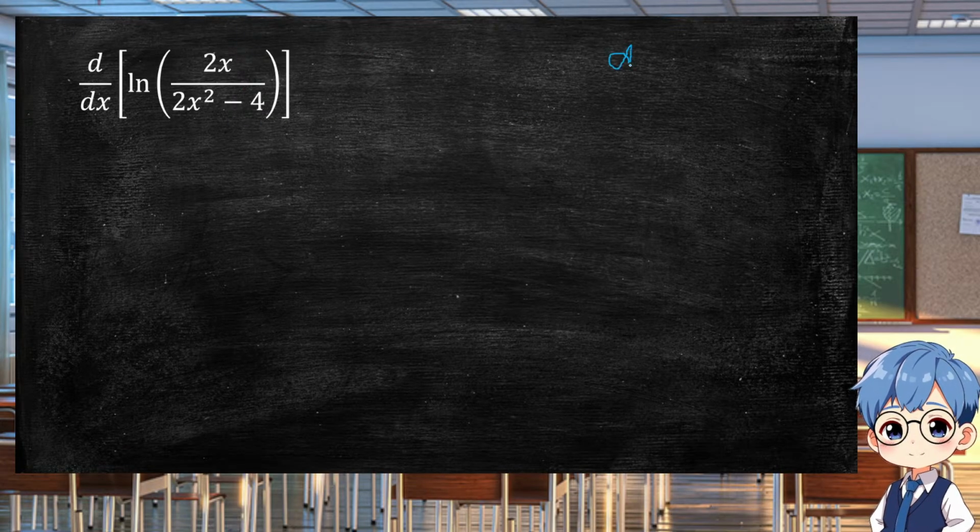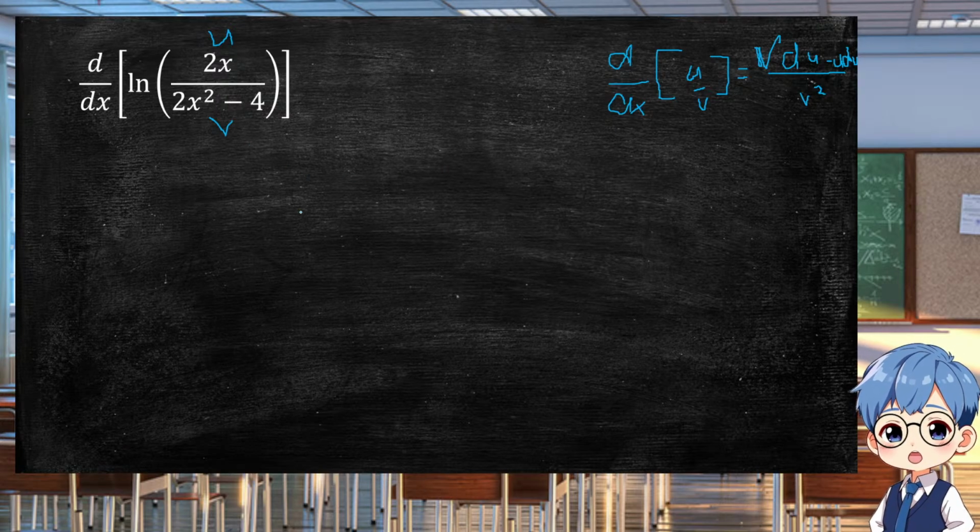So if we have the derivative of u over v, I'm sorry, I'm just using a mouse. I don't have my pen. My pen has surrendered already. So we have v times du minus u times dv over v squared. So in this case, our u is 2x, our v is 2x squared minus 4.